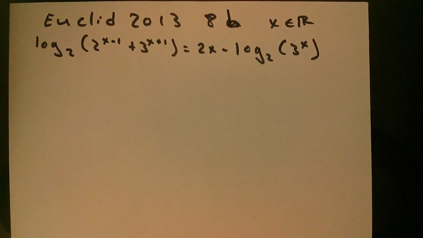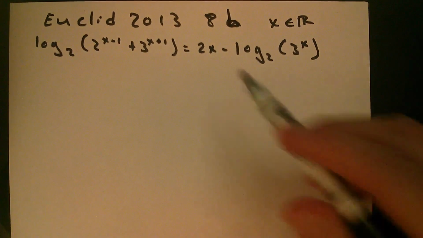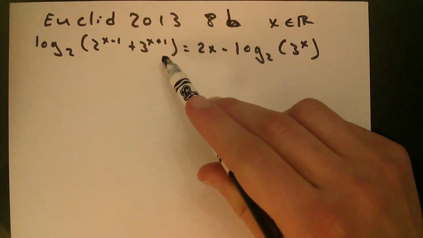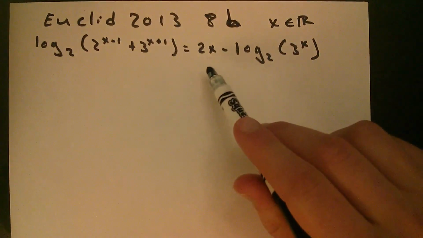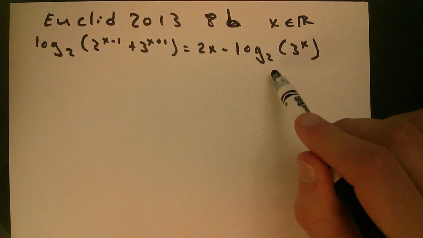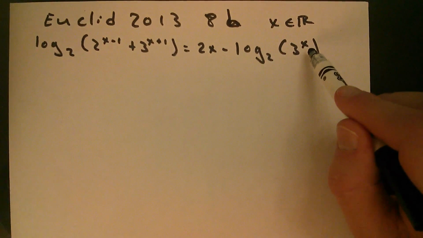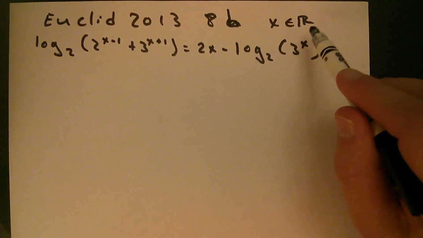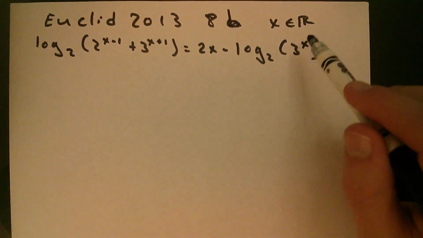Okay, this is question 8b from the 2013 Euclid. So the question is, log base 2 of (2 to the power of x minus 1 plus 3 to the power of x plus 1) equals 2x minus log base 2 of 3 to the power of x, and x is an element of the set of real numbers.